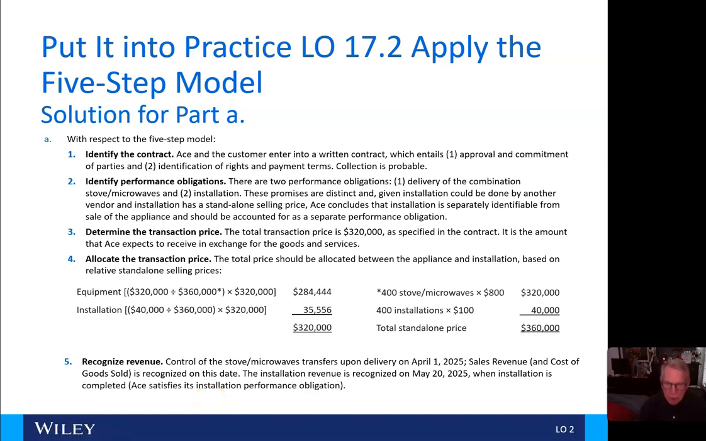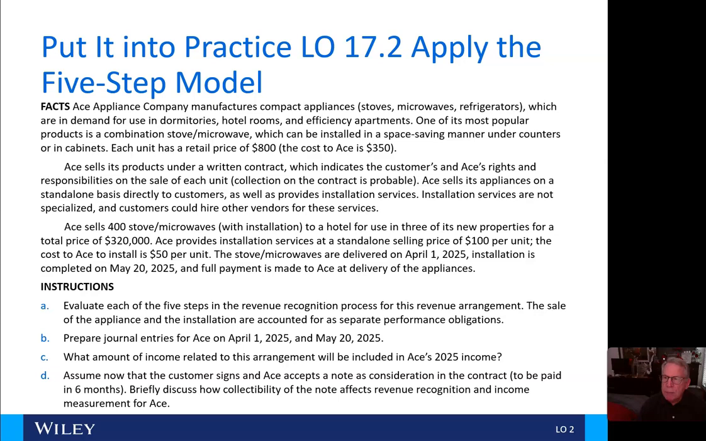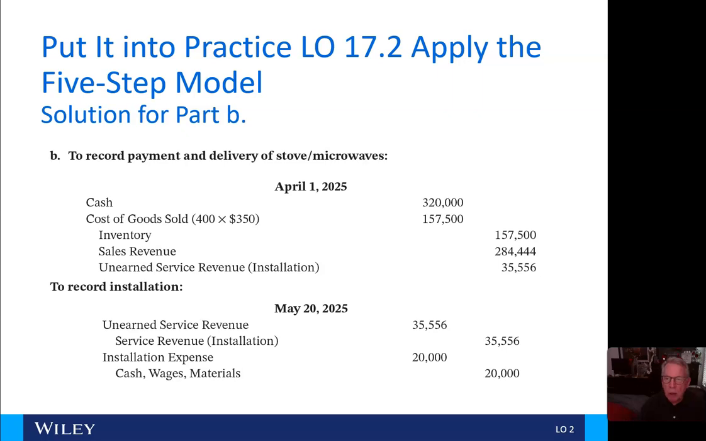Okay, going back, under Bravo here, they want to prepare the journal entries for Ace on April 1 and May 20th. And it's going to look like this. Here, we're going to receive the cash for $320,000.